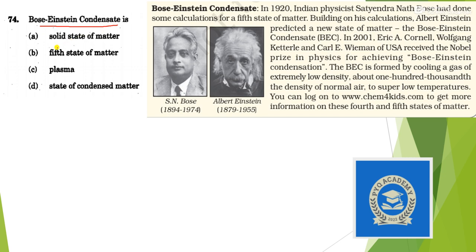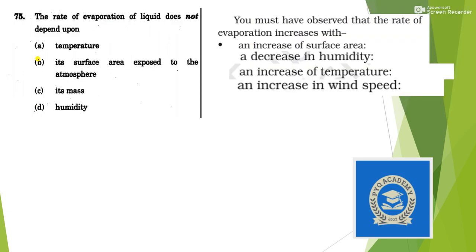Bose-Einstein condensate is... The question is taken from an image which is given in NCERT, where you can see that both these scientists, Satyendranath Bose and Albert Einstein, were involved in finding the fifth state of matter, which was named Bose-Einstein condensate. The first state is solid, then liquid, then gas, then plasma, and then Bose-Einstein condensate. So this is the fifth state of matter. Our answer is option B, fifth state of matter. Let's move to the next question.